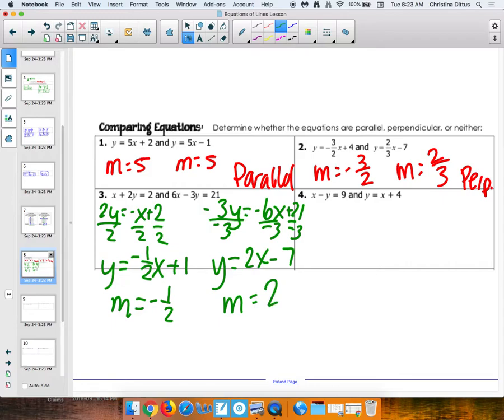So how are they related? Not at all. 2 is the same as 2 over 1, right? They're perpendicular. Opposite sign and then flip the fraction. I'm just going to draw the symbol. Are you okay with that? Perpendicular.